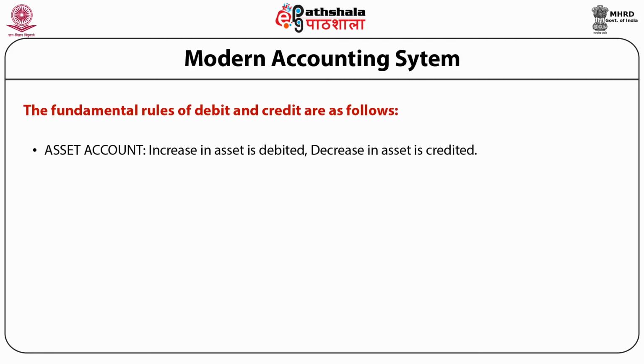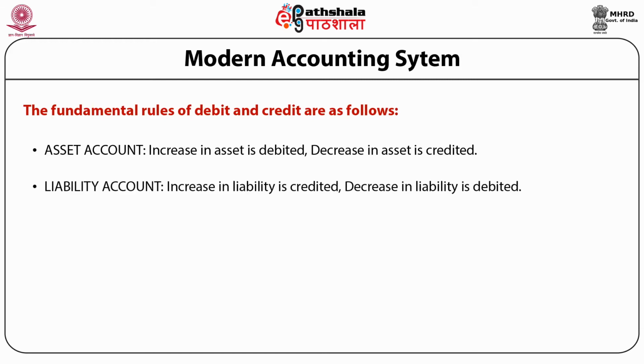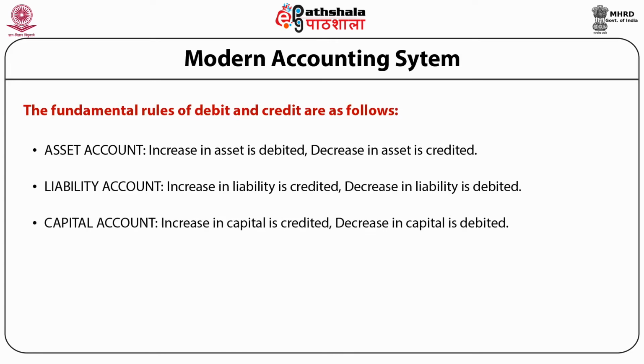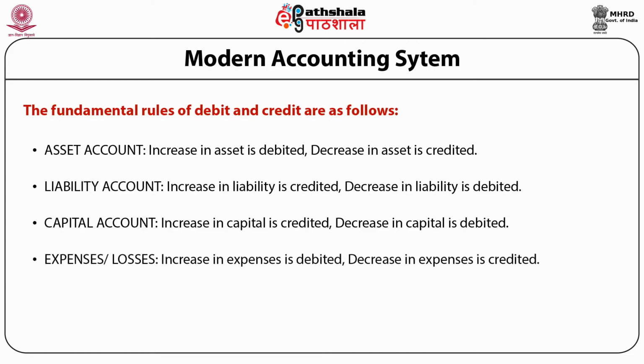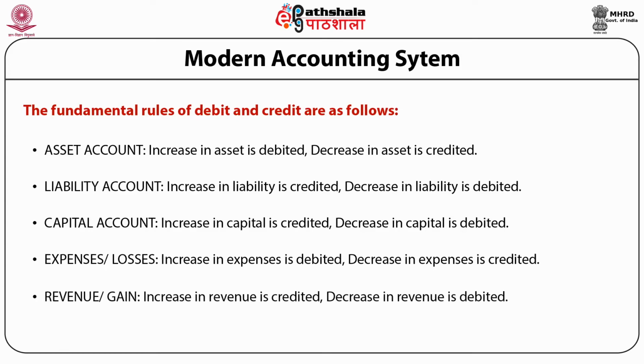Asset account: increase in asset is debited, decrease in asset is credited. Liability account: increase in liability is credited, decrease in liability is debited. Capital account: increase in capital is credited, decrease in capital is debited. Expense or losses account: increase in expenses is debited, decrease in expenses is credited. Revenue or gain: increase in revenue is credited, decrease in revenue is debited.